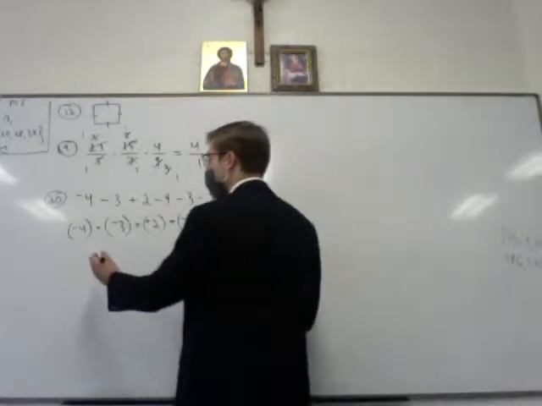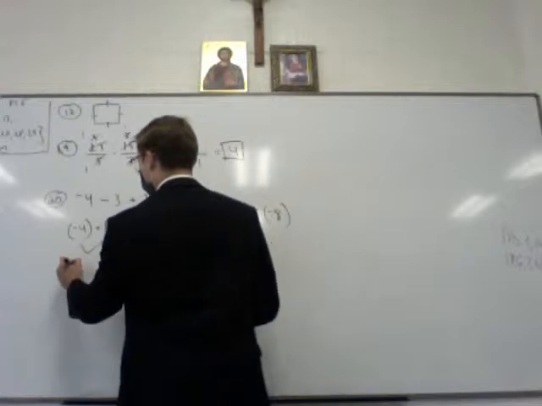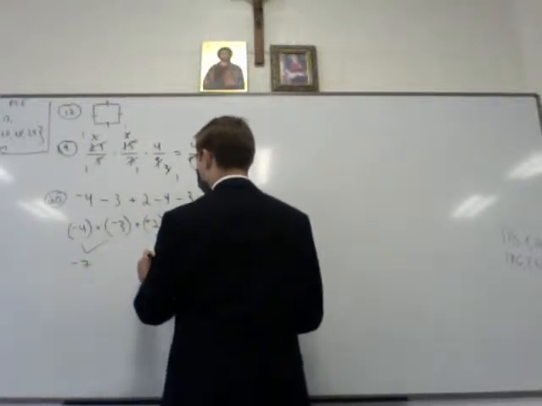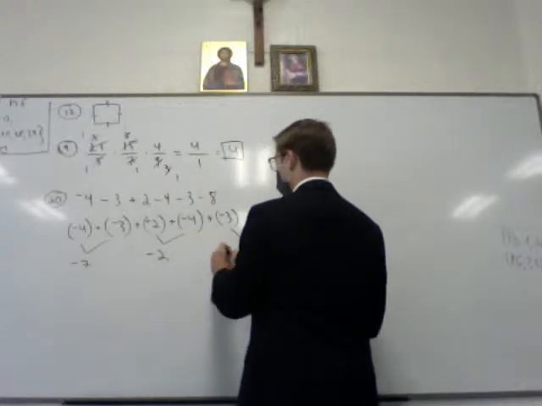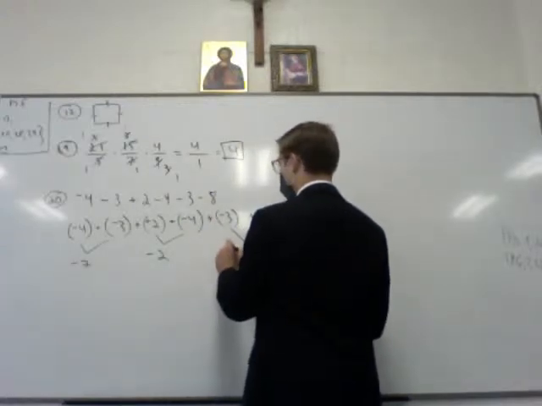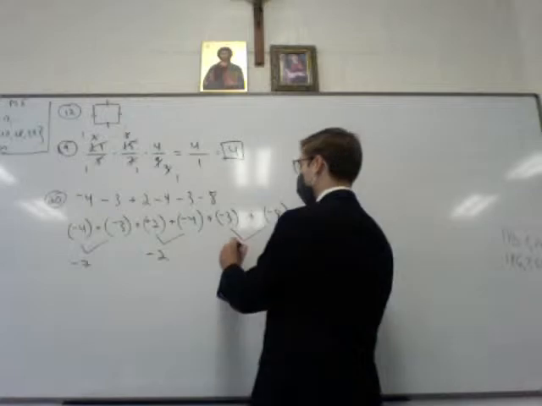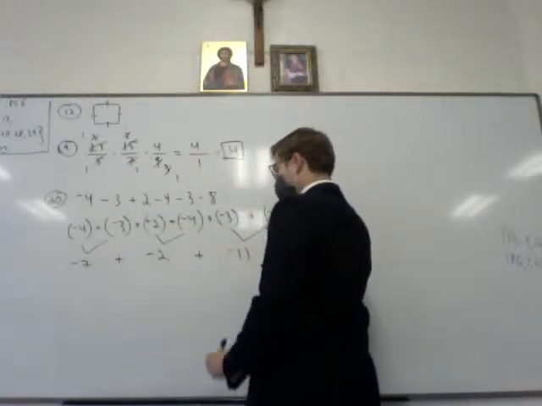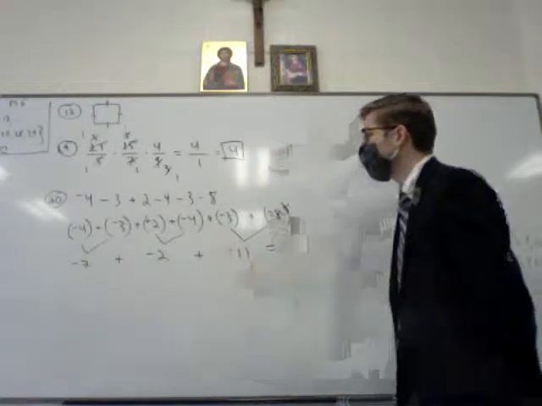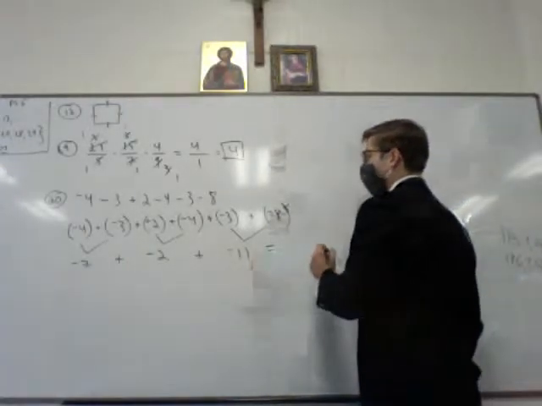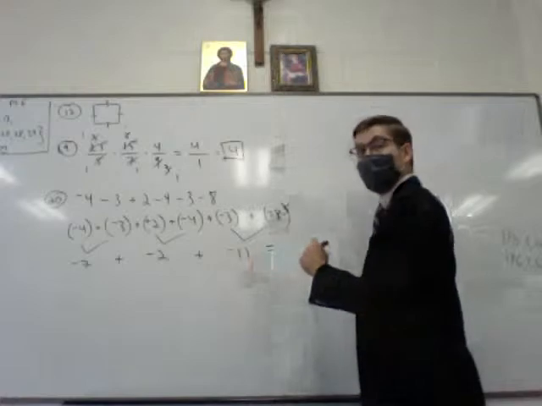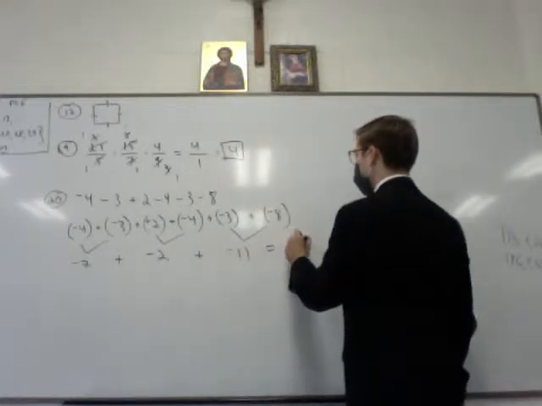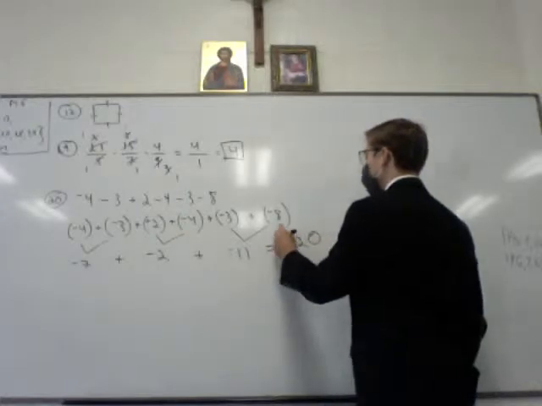All right, so what's negative 4, negative 3? Negative 7. All right, what's positive 2 and negative 4? Negative 2. And what's negative 3, negative 8? Negative 11. All right. So what do we get? Negative 7 plus negative 2 is negative 9, and negative 9 plus negative 11 is negative 20.